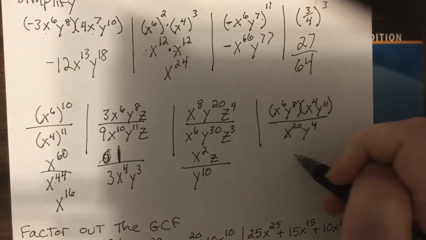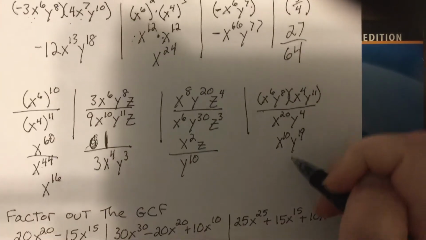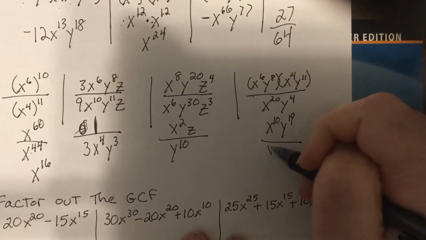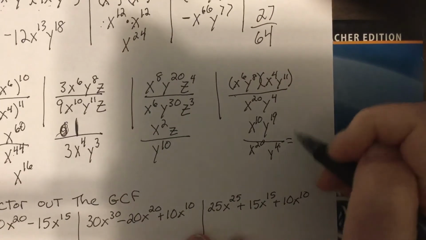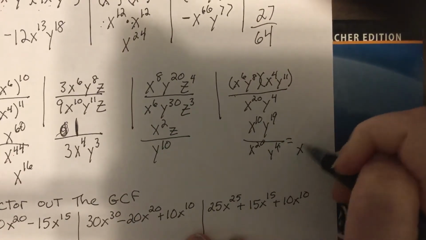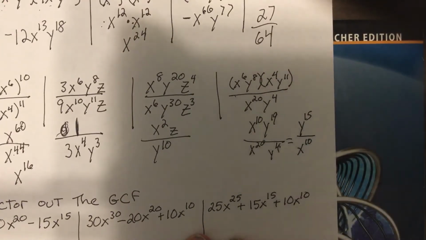Here I'm going to multiply, so X to the 10th, Y to the 19th, all over X to the 20th, Y to the 4th. So this simplifies. There's 10 X's on the bottom and 15 Y's on the top multiplied together.